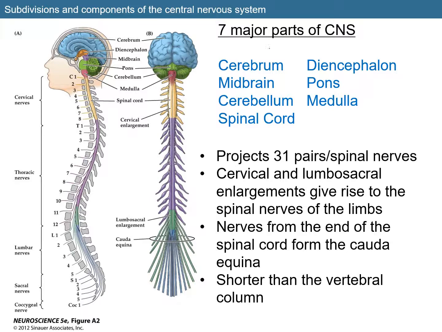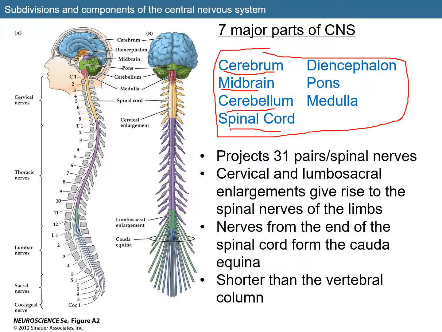There are seven major parts that we have located here on the right that are part of the central nervous system: the cerebrum, and you've heard about this as the cerebral cortex, the midbrain, the cerebellum, the spinal cord, the diencephalon, the pons, and the medulla. We'll spend a little time as we move through this lecture going over each of those a little bit more. You'll see that the spinal cord has basically pairs of spinal nerves that emanate from each side out of the vertebral column, which is the spinal cord and the vertebrae. And you can see that C1 through 8 are those cervical nerves.